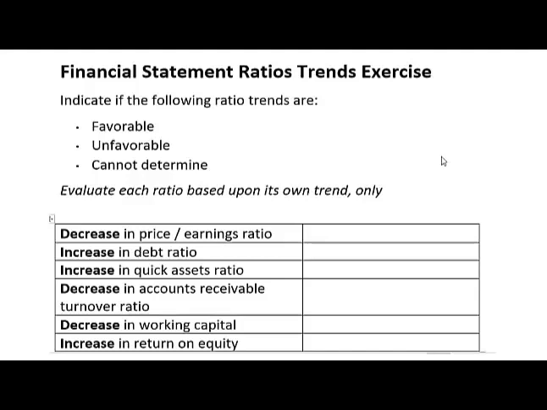We have a decrease in the price to earnings ratio. What that means, if you remember the meaning of the ratio, is the amount that shareholders or the stock market is willing to pay for the value of a company's earnings. So in theory, if the price to earnings ratio is increasing, that would indicate a favorable trend. In this case, since it is decreasing, that would be an unfavorable trend.